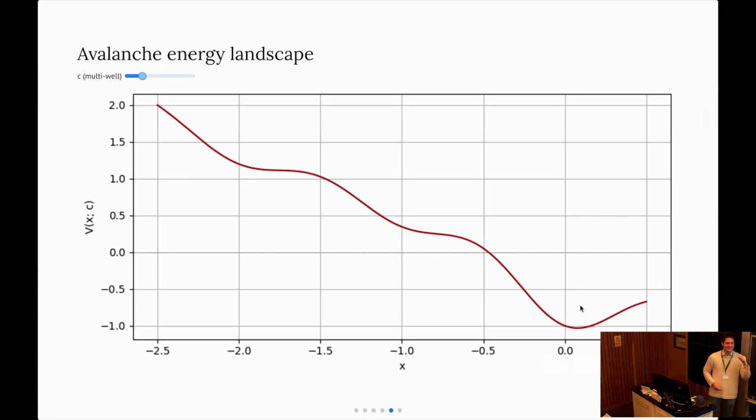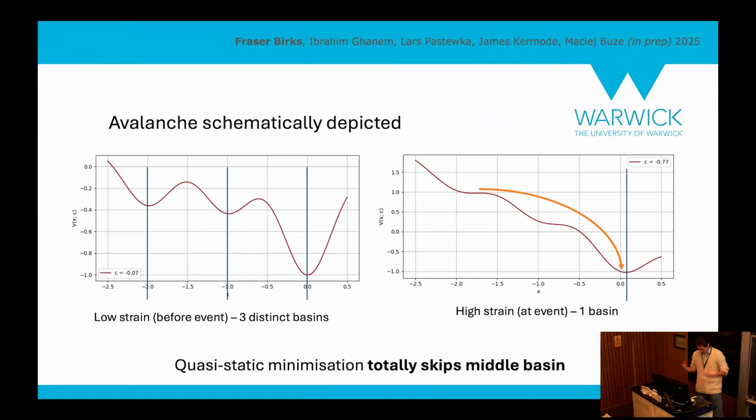And this middle basin did exist, so that does correspond to some kind of event, but it's gone, right? At the point of the avalanche, we don't see it at all. So that is a good picture of avalanches. Just to recap, before the event, we have 3 distinct basins, and at the point of the avalanche, we have only 1 basin, right? There is nothing intermediate. And this extends to having much larger avalanches.